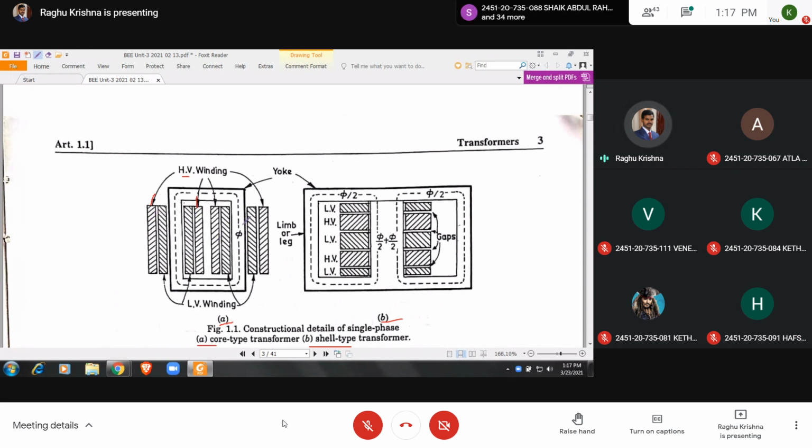Why are we winding it like this? There are two advantages. The first one is that we reduce the leakage flux. The second one is that we reduce the insulation requirement. See here, adjacent to the core we have the LV winding, so the insulation required between the core and the winding is reduced. Next, adjacent to the LV winding we have the HV winding, so the insulation required between LV and HV can be reduced like this.